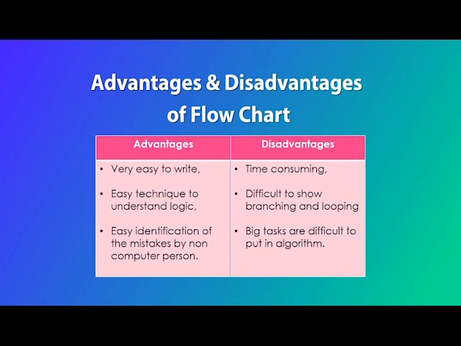And it is difficult to show the bunching of the loops. There are various problems. We will be looking into those problems in the subsequent sessions, when multiple loops come into the picture, how it becomes problematic to manage those situations with the help of flowcharts. And big tasks are difficult to put into the algorithm. So if the algorithm is quite big and many decision problems are there, then drawing a flowchart becomes a tedious issue. So these are some of the advantages and disadvantages of flowchart.